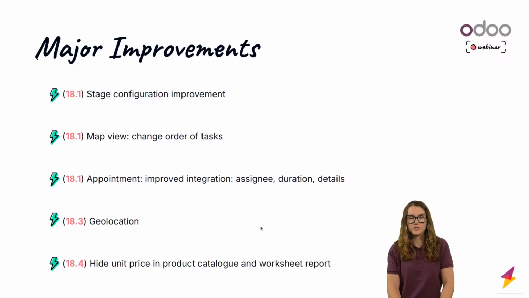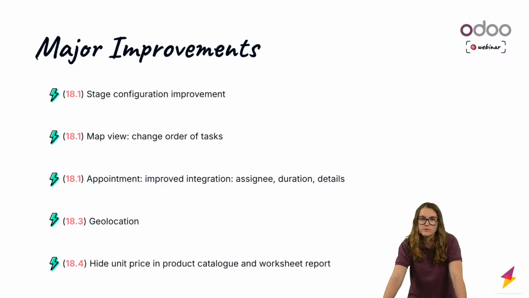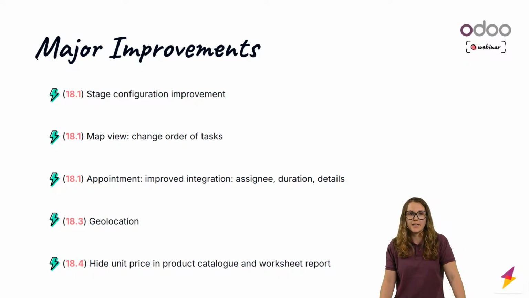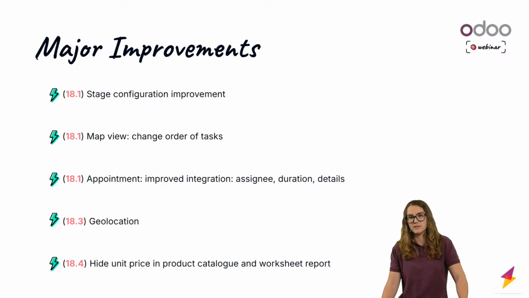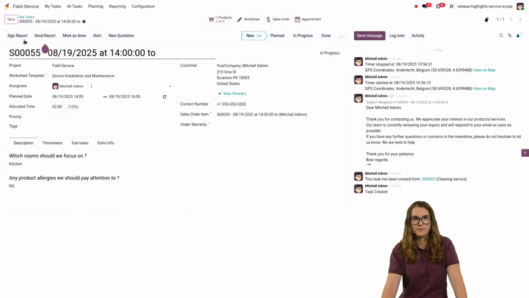And the last feature, the last improvement for the field service app, is hide unit price in product catalog. So basically we received the request a lot from clients that they didn't necessarily want to display the price of products to their clients on the worksheet. So now you have the possibility to hide it. Again, this is a feature that needs to be activated in the project settings. So let me show you right away.